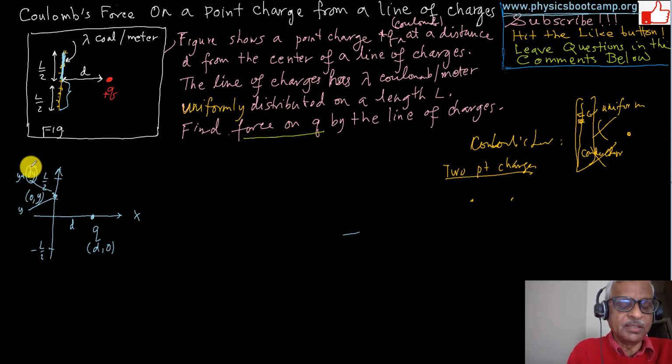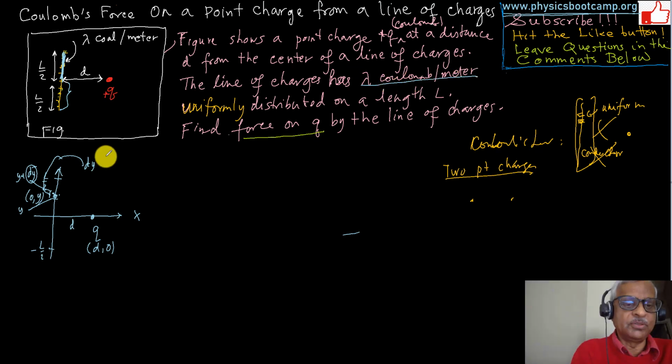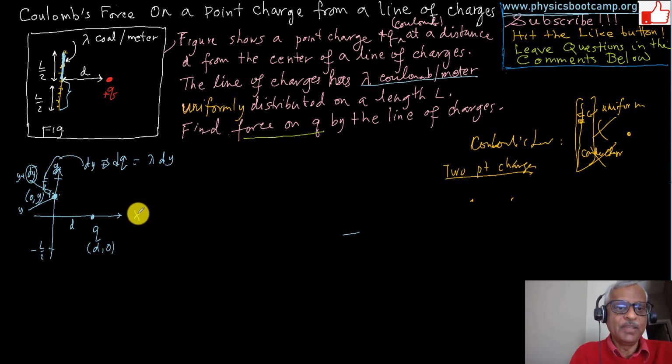So dy is that infinitesimal, and how much charge will there be? The length of this thing is dy, and the charge density is lambda coulomb per meter. So that means the charge that exists over here, let's call it dq, will be lambda times dy. So now you already see the integration will take place along y. This is the y-axis, this is the x-axis.